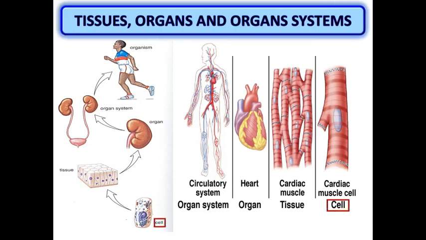Cell is the basic unit of life. Tissue is a group of specialized cells that are similar in structure and carry out a specific function. Organ consists of different tissues grouped together and coordinate to carry out one or more particular functions. And the last one, organ system, consists of group of several different organs that work together to perform a specific function.